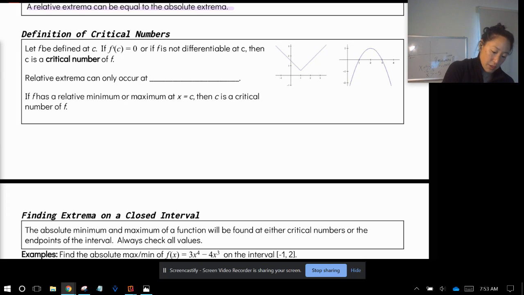Okay, so relative extrema, the reason why this is important is that relative extrema occur at critical numbers. And so if f has a relative minimum or maximum at x equals c, then it is a critical number of f. So in other words, if we are a relative min or a relative max on our graph, then that is going to be a critical number from our derivative. But not all critical numbers are relative mins or maxes.